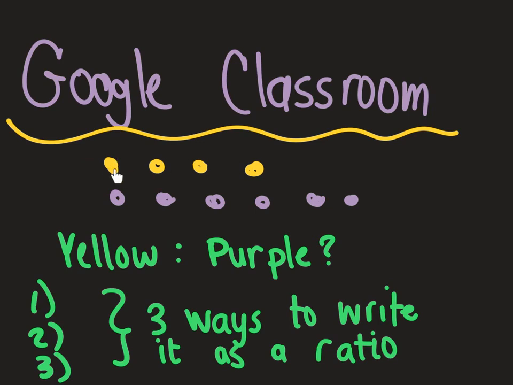All right, here's your Google Classroom questions. I drew some yellow dots. I drew some purple dots. I would like to know the ratio of yellow to purple. And type in part 1, one of the ways, part 2, one of the ways, part 3, one of the ways. It doesn't matter if you do the dot up here or the dot here. If you do the TO here, just do the 3 different ways to write the ratio in simplest form.